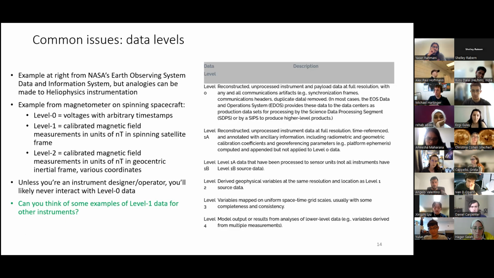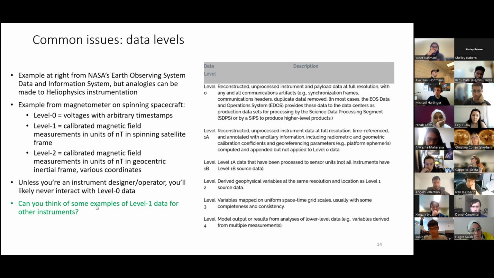I'll get to that on the next slide when you're actually looking at the data and figuring out what's going on. Unless you're someone who's designing instruments, you'll probably never work with level 0 data, but you still have to think about this pipeline when you look at some issues that can come up with the higher level data.